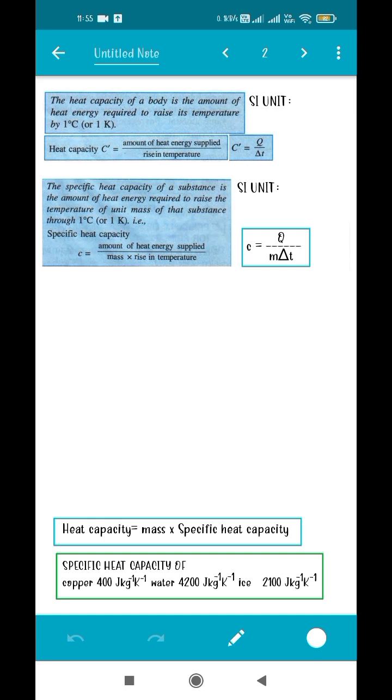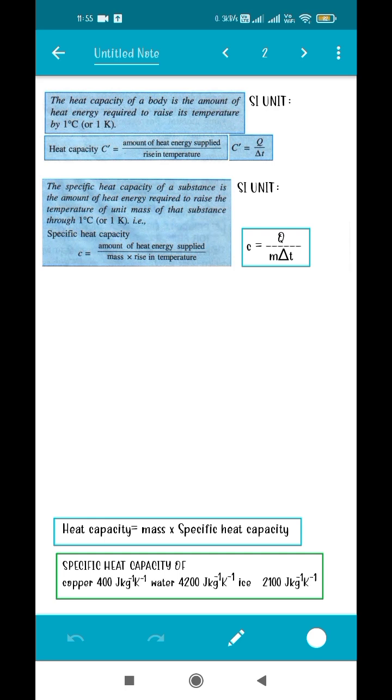Now talking about the specific heat capacity, it is the amount of heat energy required to raise the temperature of unit mass of the substance. Unit mass means it can be 1 kg, it can be 1 gram. So the amount of heat required to increase the temperature of that mass of a substance by 1 degree Celsius is known as specific heat capacity.